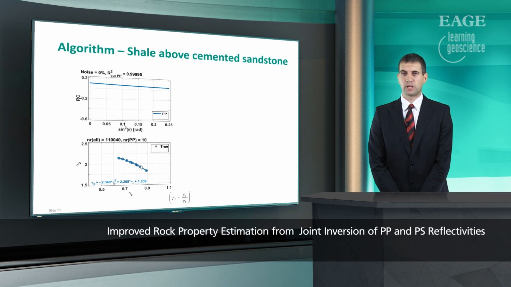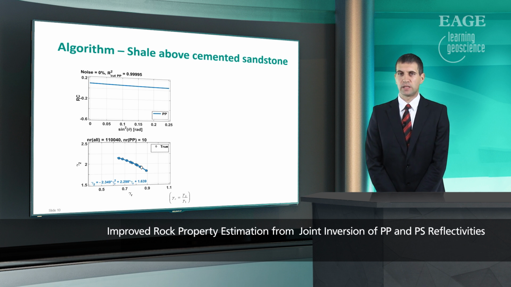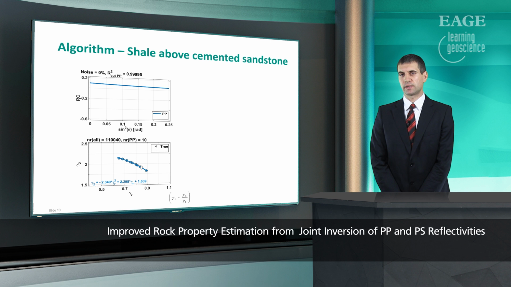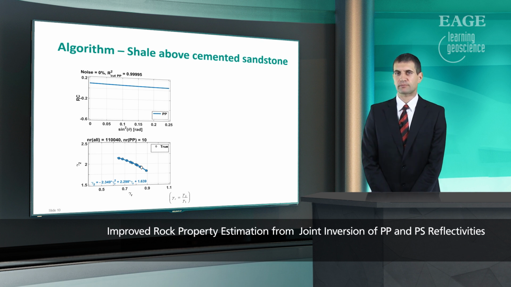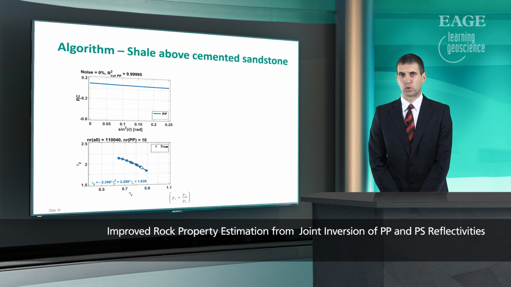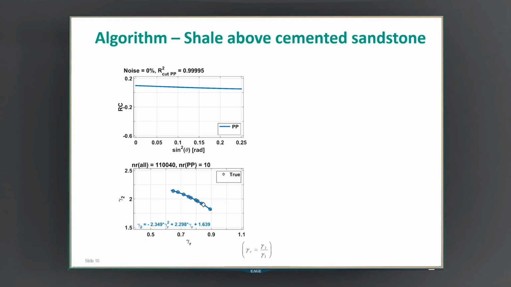Noise level is set to 0, and the R-squared criterion is set to a value very close to 1. This means that we are searching for those gamma 1, gamma 2, density ratio model triplets that follow very closely the datum, which is the blue line in the upper subplot. Out of 110,040 models, only 10 survive the rejection criterion and can be captured by a quadratic fit. The lower subplot also shows that the inversion task is underdetermined when only P2P data are available, because without additional assumptions or equations, gamma 1 and gamma 2 cannot be uniquely solved for.